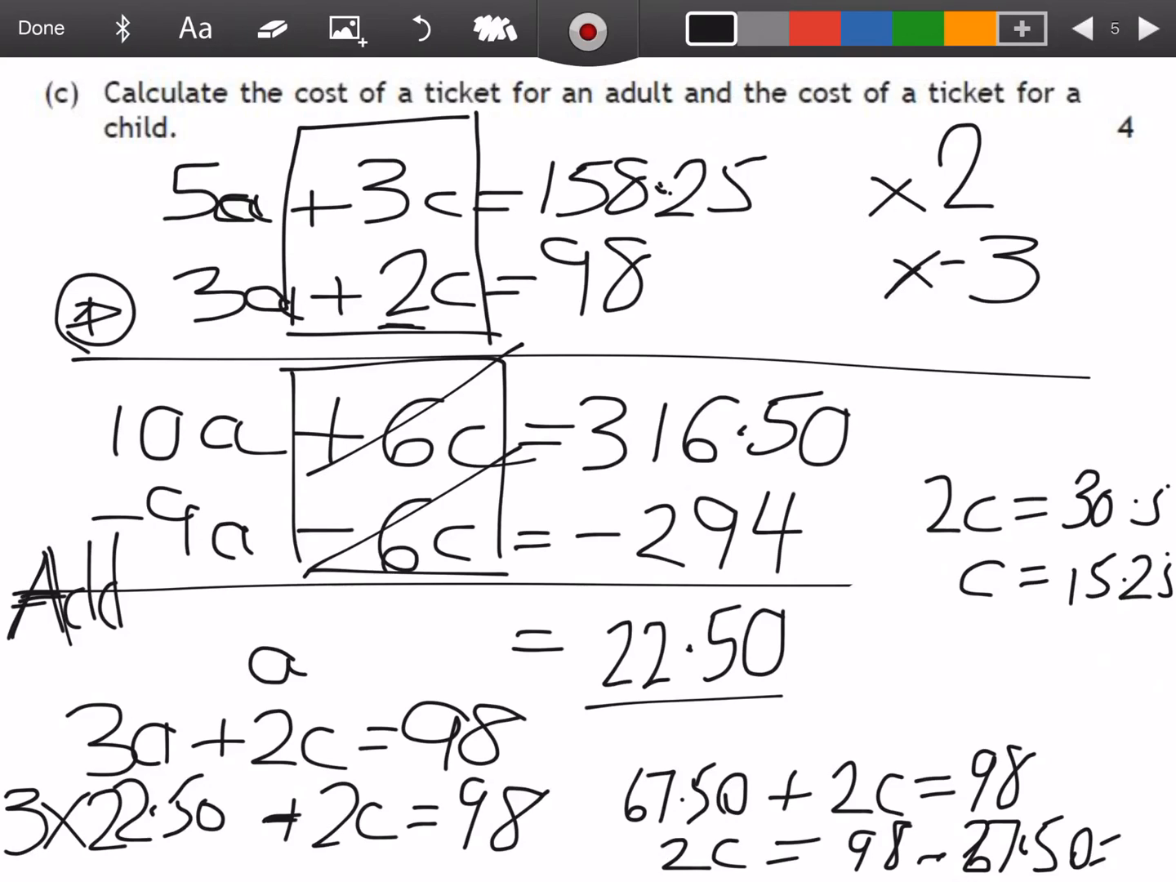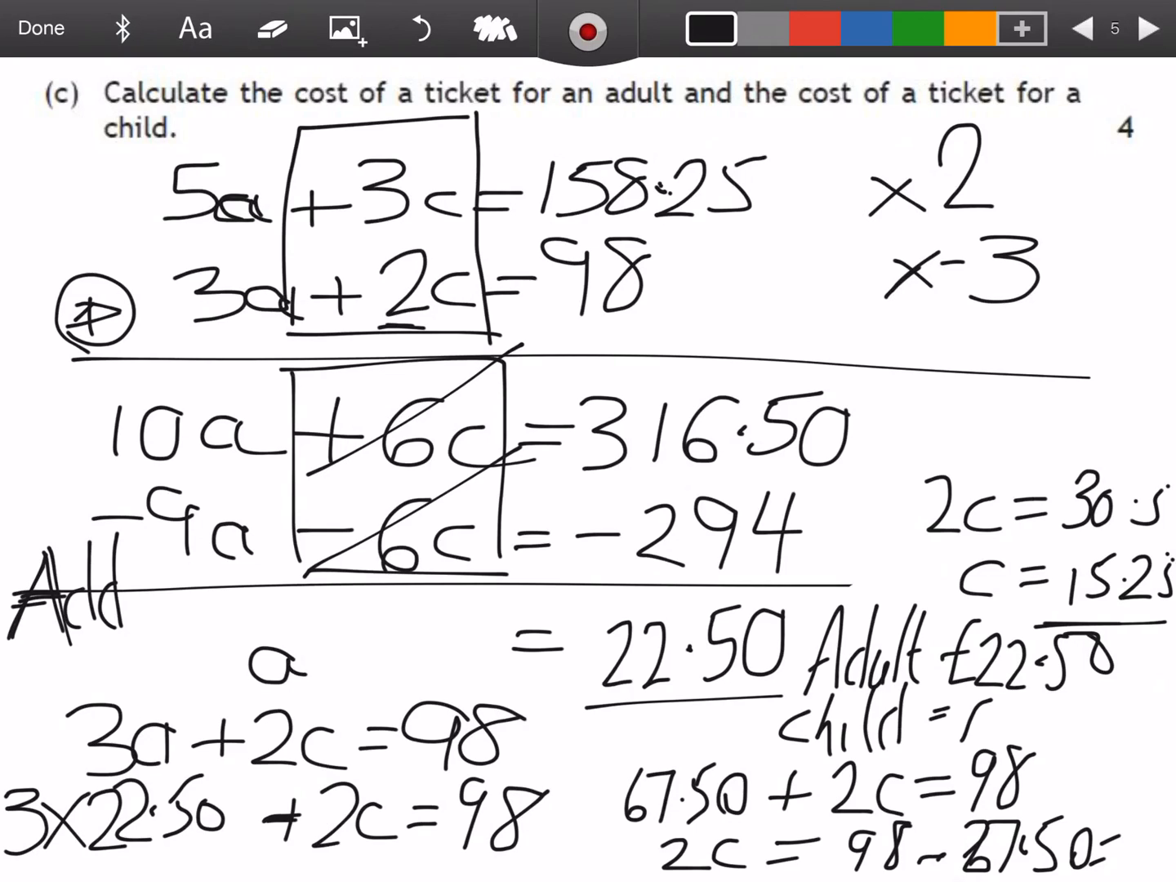15.25. Now again, don't leave your final answers, okay, with A equals and C equals. You must state very clearly an adult is £22.50 and a child is £15.25.